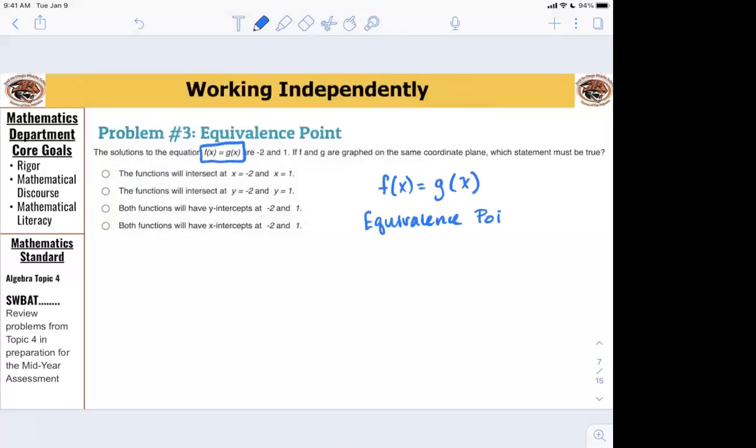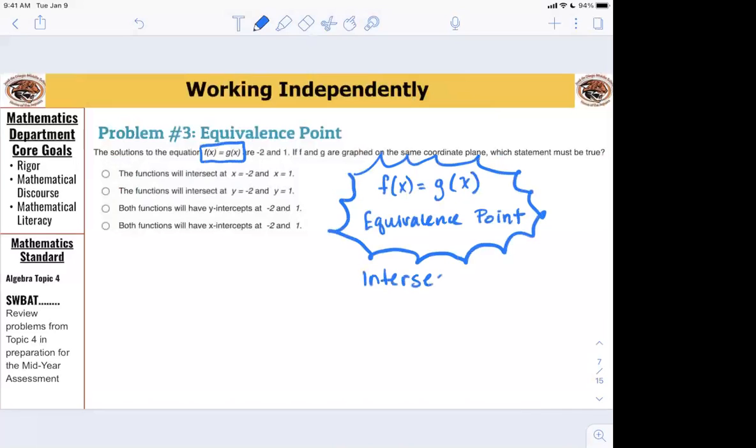Anytime you see that, alarm bells should go off in your head that tell you, okay, I'm looking for the equivalence point. But then what does the equivalence point actually mean on a graph? Where they meet up. Yeah, and there's a key word: intersect. Yeah, the intersection.